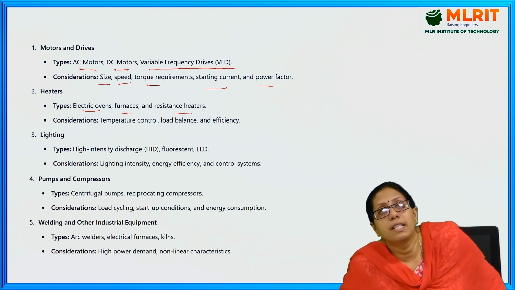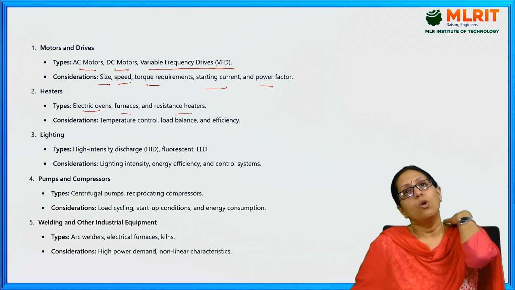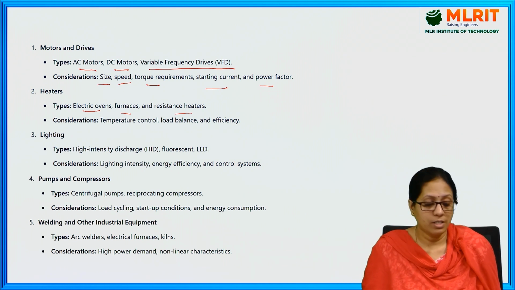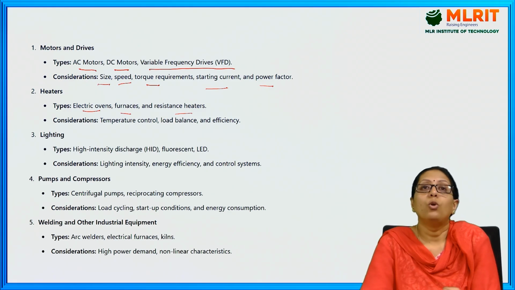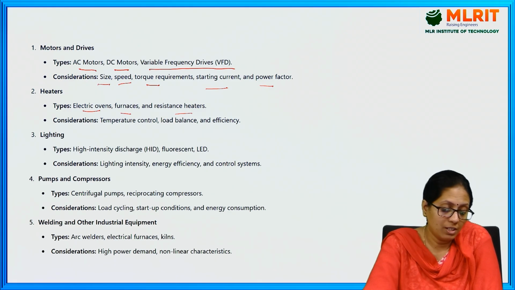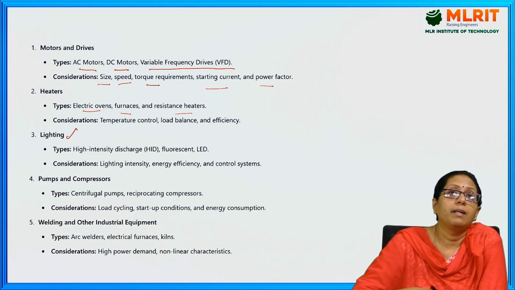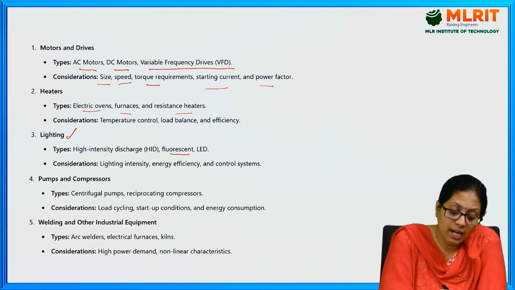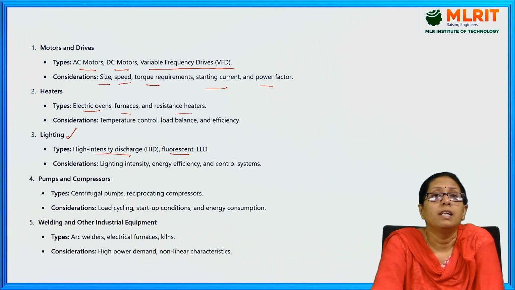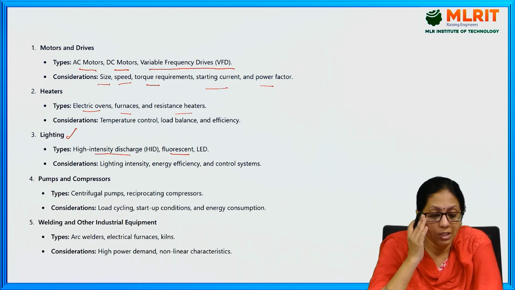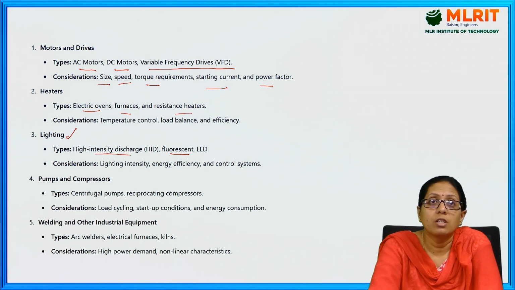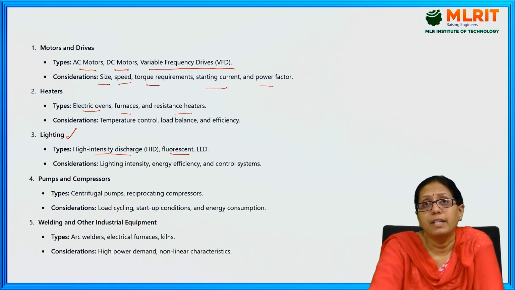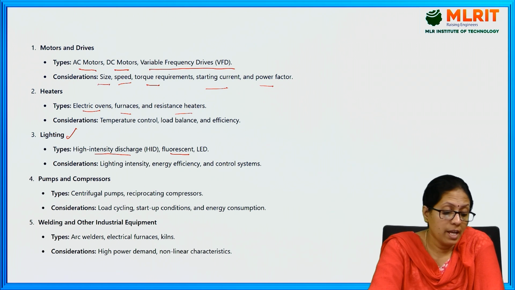Next, the considerations are temperature control, load balance and efficiency. The third one is lighting. There are different types of lighting systems, that is, fluorescent lighting or high intensity discharge. Based on the room and the application, we can consider different types, that is, fluorescent or high intensity discharge.